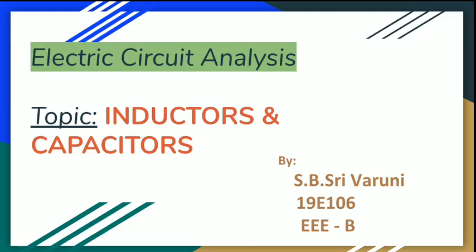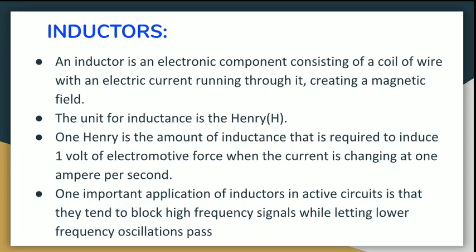Going to talk about inductors and capacitors. Inductor. An inductor is an electronic component consisting of a coil of wire with an electric current running through it, creating a magnetic field. The unit for inductance is Henry. 1 Henry is the amount of inductance that is required to induce 1 volt of electromotive force when the current is changing at 1 ampere per second.